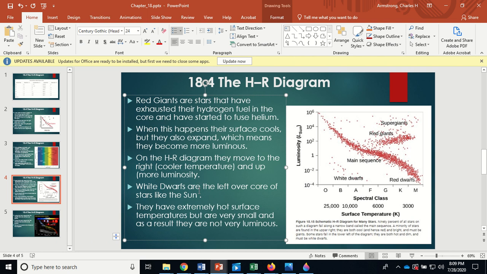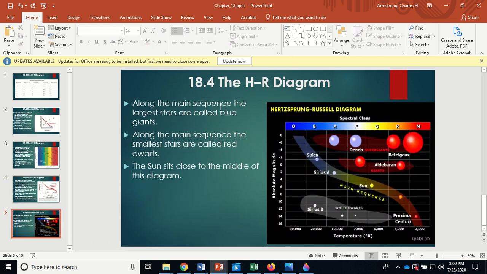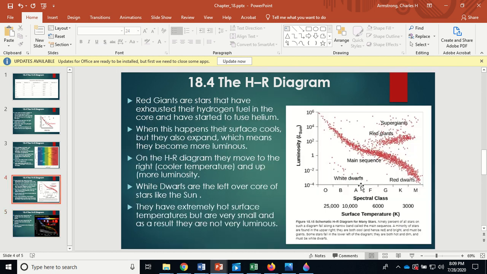Let's look at this. Along the main sequence, the largest stars are called blue giants. They're up here. Along the main sequence, the small stars are called the red dwarfs. They're down here. They're both still in the main sequence. The sun sits close to the middle. There's the sun right there, so the sun would be right about here.